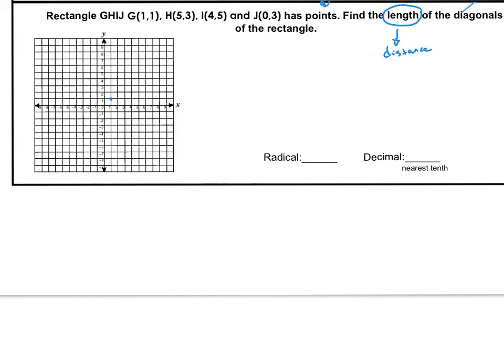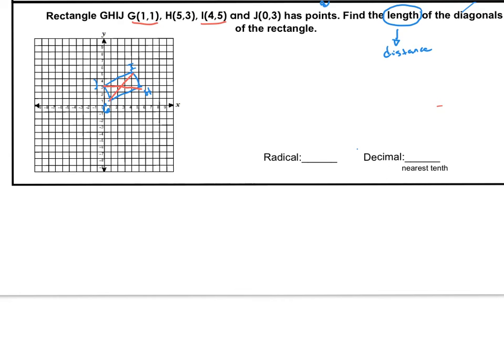So let's start by just graphing this. So G is 1, 1, H is 5, 3. And by the way, I suggest pausing the video and doing this on your own if you can, but we'll do it together. I is 4, 5, and J is 0, 3. All right, so this is our rectangle, okay? So G, H, I, J. So now we got to find the length of the diagonals. So that would be either GI or JH.